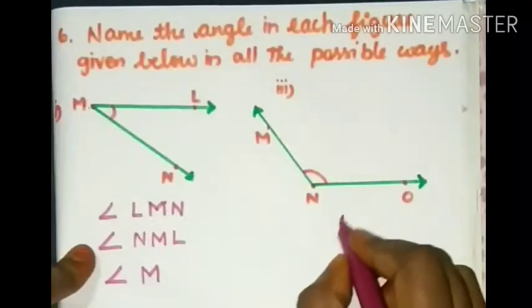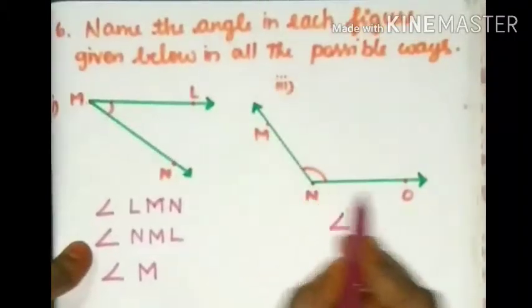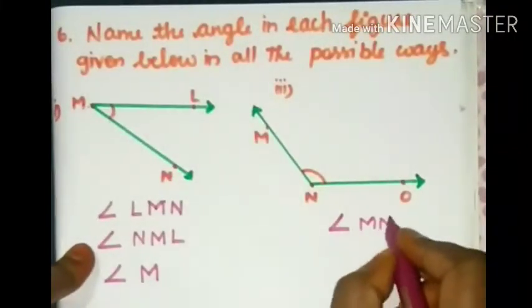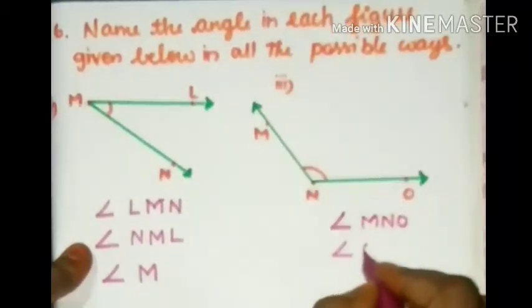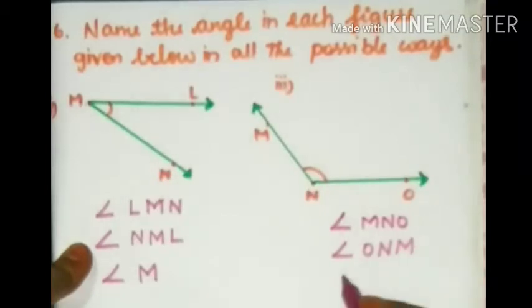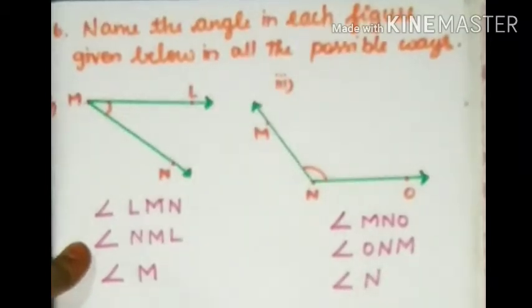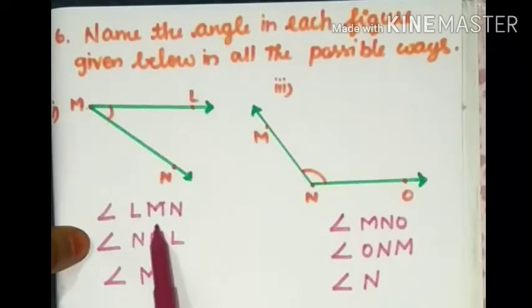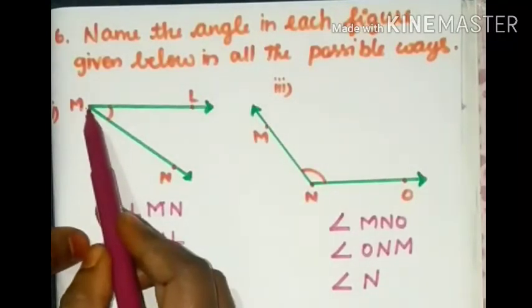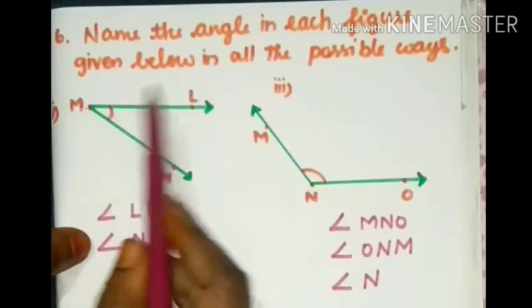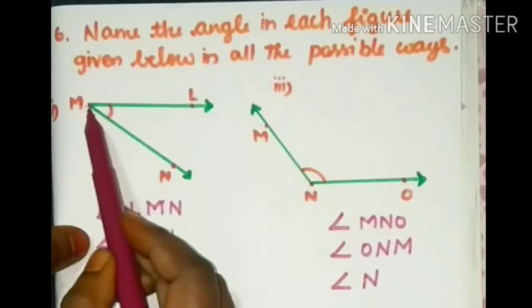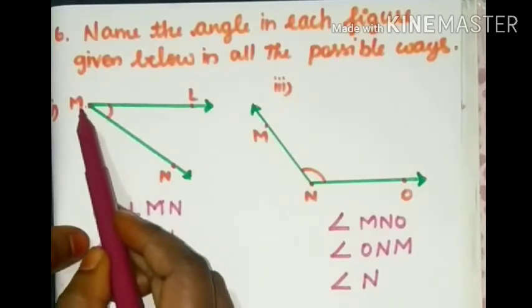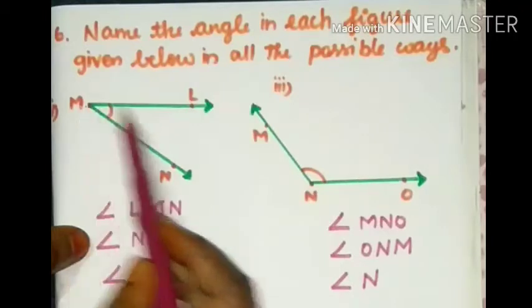Then for the second one, angle MNO. Then angle ONM. Then angle N. Students, observe here, the vertex point is in the middle only. Here M is a vertex point. An angle is formed by two rays that have a common point. That point is called the vertex point. So here M is a vertex point.